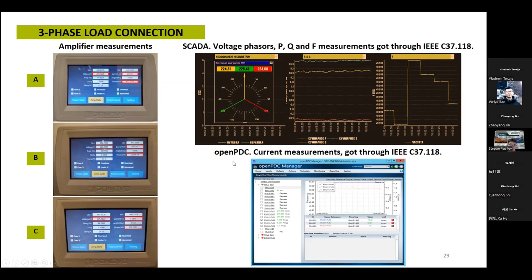Here I have duplicated all the images from the previous slide. Amplifier measurements for all three phases are presented. Here you need to pay attention to voltage, current, and frequency that are highlighted in red. It can be seen that the measurements received by the server via the IEEE protocol correspond to the physical values. This fact verifies the correctness of the model. And thus, we can say that my colleagues and I have prepared a reliable testbed for cyber physical tests.